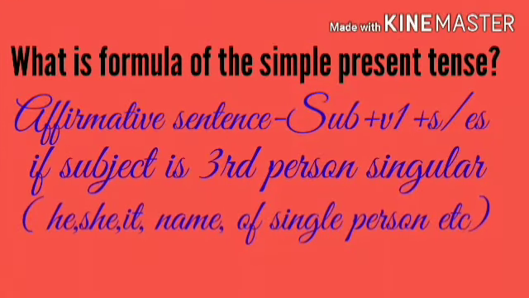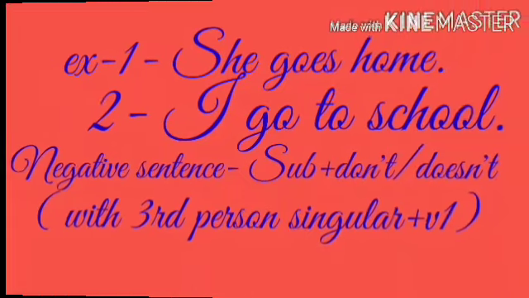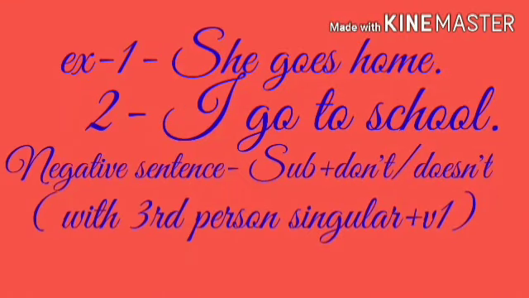Let's see the formula of simple present tense. Affirmative sentence, subject plus V1 plus S or ES, if the subject is third person singular like he, she, it, name of a single person, etc. Let's see example. She goes to home.